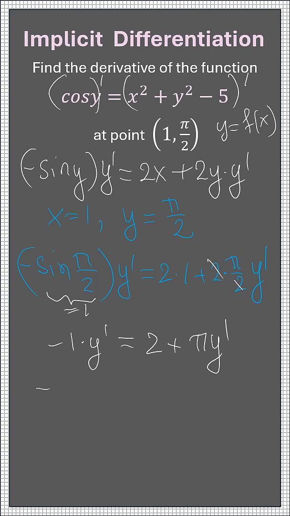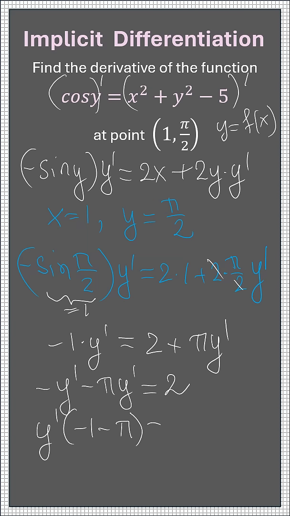Now we have to isolate y prime, it will be our answer. So we have negative y prime minus pi y prime equals 2. Now we have a common factor y prime, factor it out: y prime times negative 1 minus pi equals 2. Now we divide both sides by negative 1 minus pi, and we have the answer: y prime equals 2 over negative 1 minus pi.